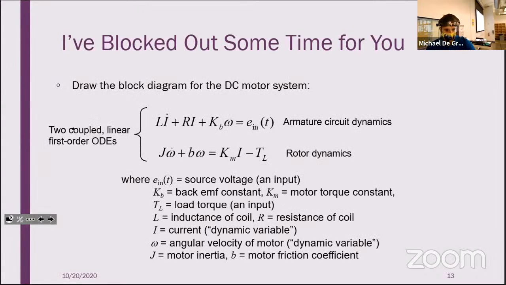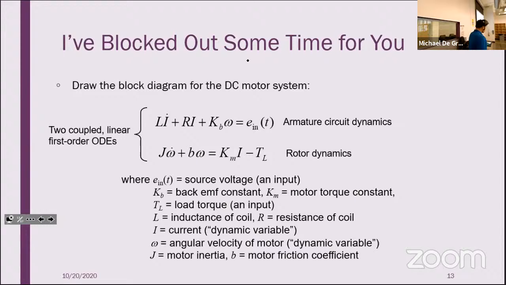Remember, I'm going to go back for a second so you can all look. Freeze that. All right, so I've got L I dot, right? Well, I dot is just D I sub L, plus R times I sub L, is equal to E in minus K B times omega. So remember, I want the transfer function.